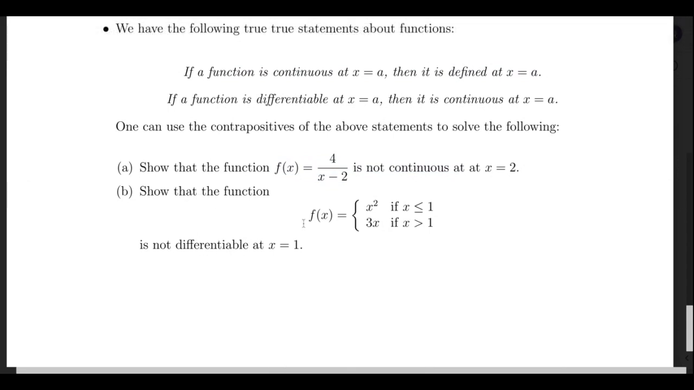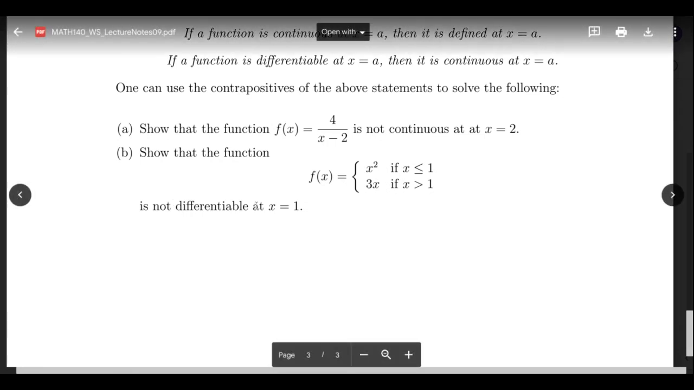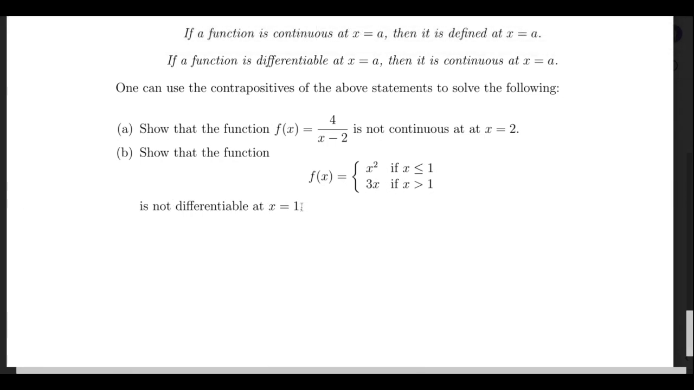Part B is to show that the function f of x equals, so this is a piecewise function. We split the domain into two parts, right? Either x is greater than 1 or x is less than or equal to 1. If x is less than or equal to 1, the function is defined as x squared. If x is greater than 1, the function is defined as 3x. So one is a quadratic function, one is a linear function. We want to show this function is not differentiable at x equals 1.